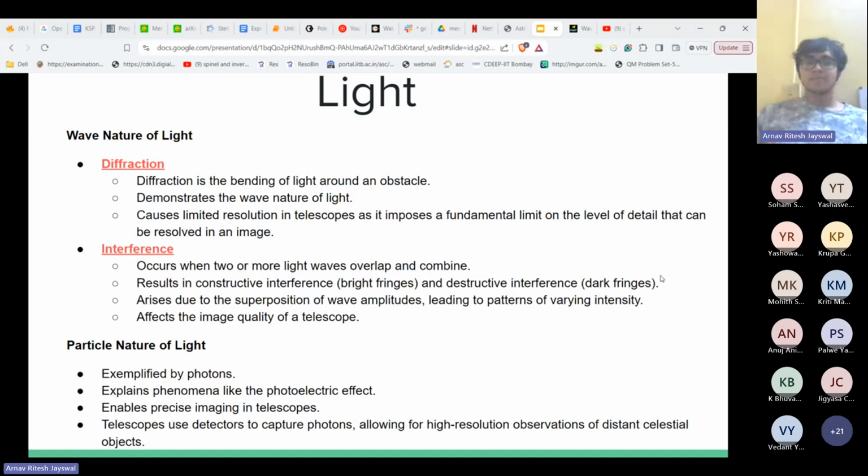We were looking at the wave nature of light, which is exemplified by two phenomena, diffraction and interference. Diffraction, just to recap, is the bending of light around objects, which is a property shown by waves. Interference is when two or more light waves overlap and combine, such that they can cancel each other out, or they can add up, which leads to a light wave of a higher intensity.